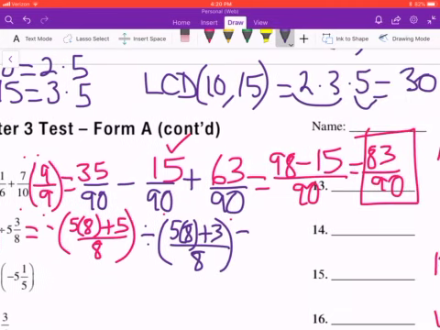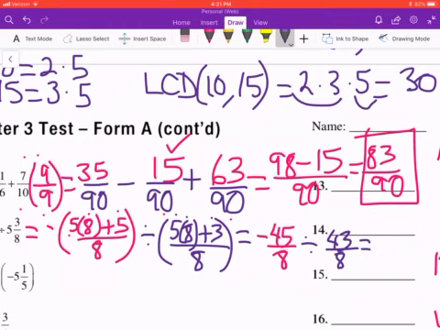And so I'm going to convert them first. So my first fraction is going to be negative 5 times 8 is 40 plus 5. That will be 45. So 45 over 8. And then we are still dividing by 5 times 8, that's 40, plus 3, that's 43 over 8.